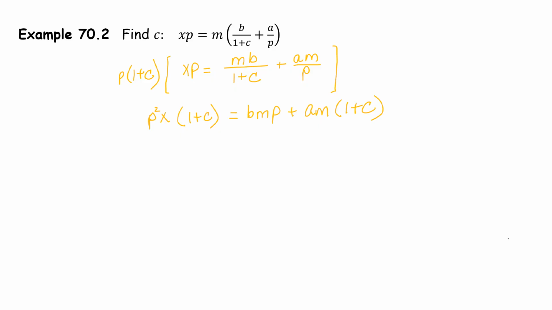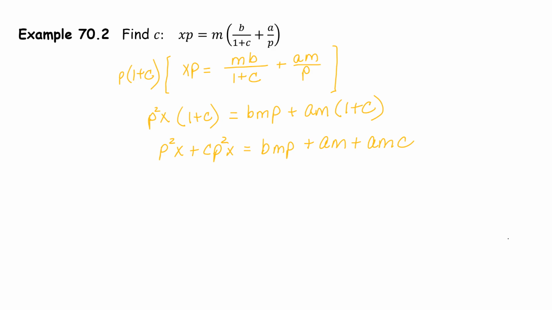Now we have to use that distributive property once again because we have to isolate the c's, and there's no way to do that until we get all that stuff multiplied out. So on the left, we're going to have p squared x times 1, which is p squared x, plus p squared x times c, which is c p squared x. On the right side, we've got our bmp, and then we have to distribute that am. am times 1 is am, times c is amc. So now we did all our distributive property.